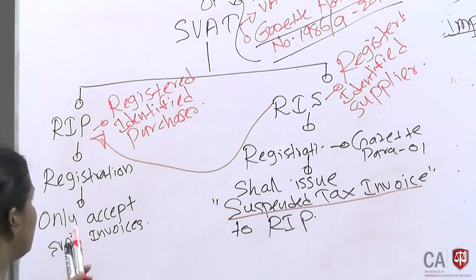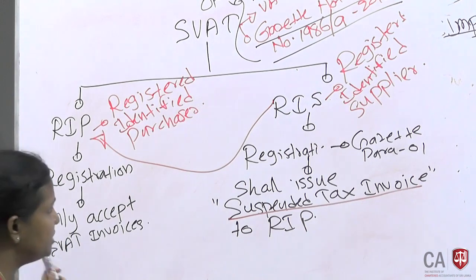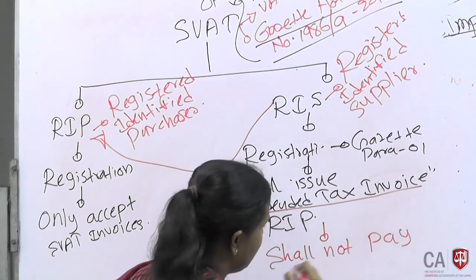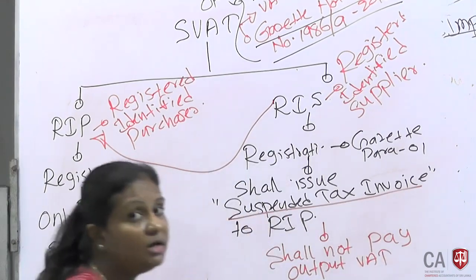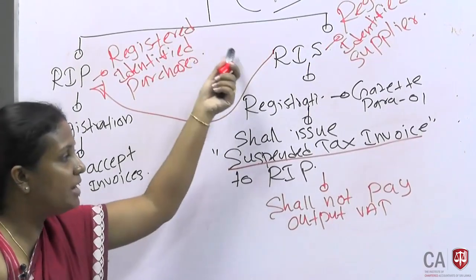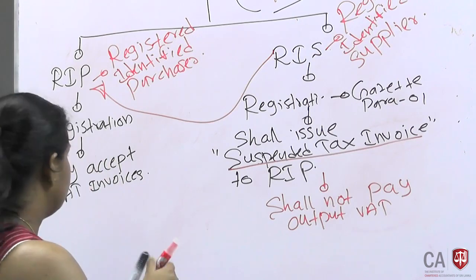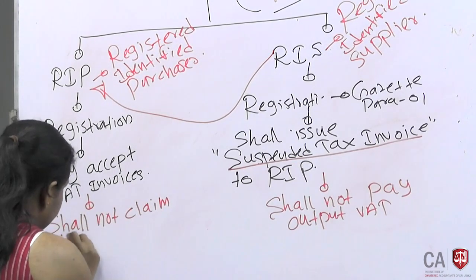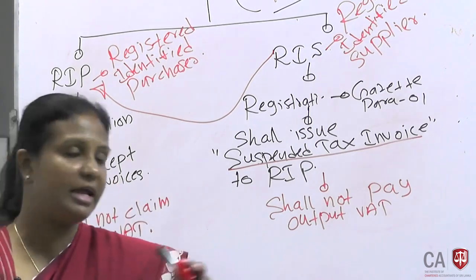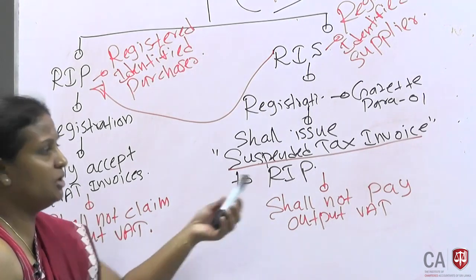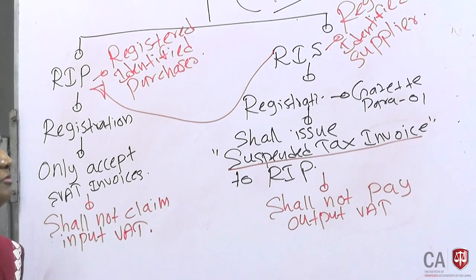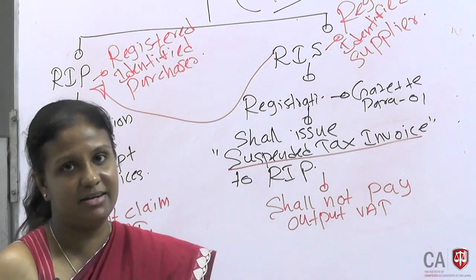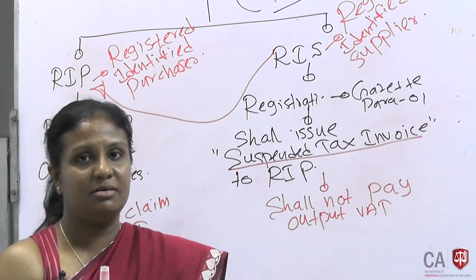Now, here I have mentioned that there is no cash inflow or cash outflow. RIS shall not pay output VAT, we are not accounting in suspended value added tax, and shall not claim input VAT. Now he is not going to pay the output VAT and not going to claim input VAT. Then what is this suspended tax invoice and what is this SVAT scheme? The word is suspended. That means it has stopped temporarily, not permanently.